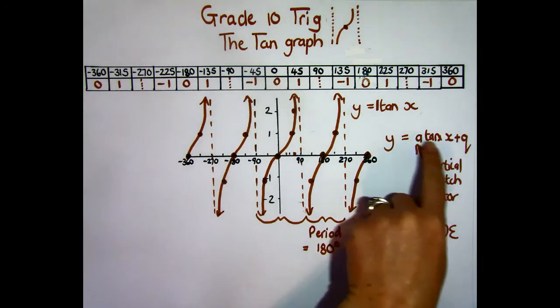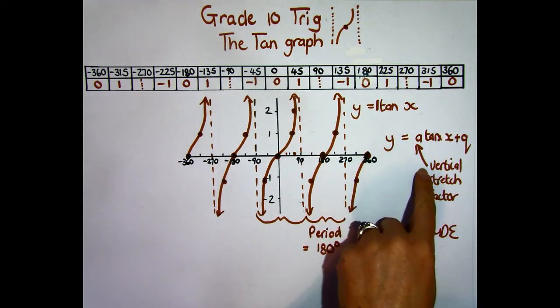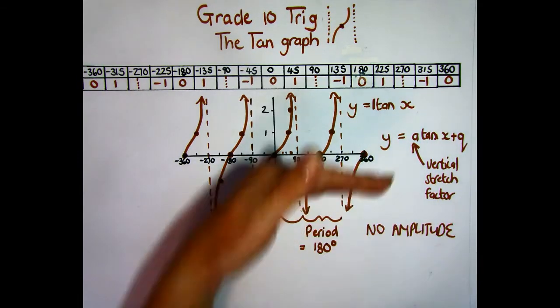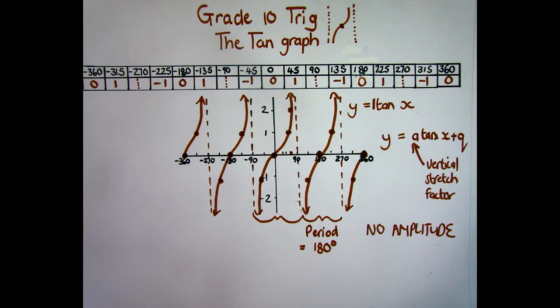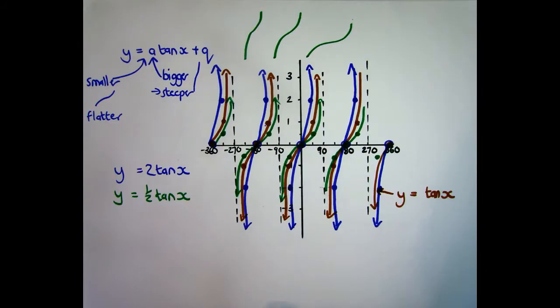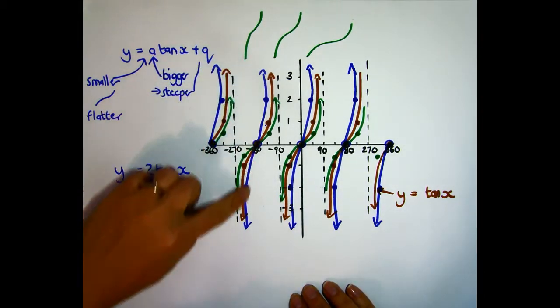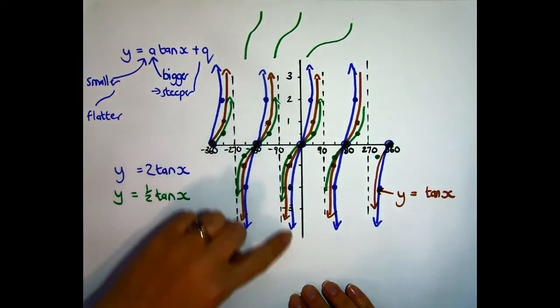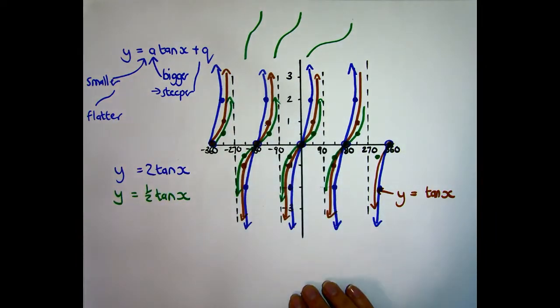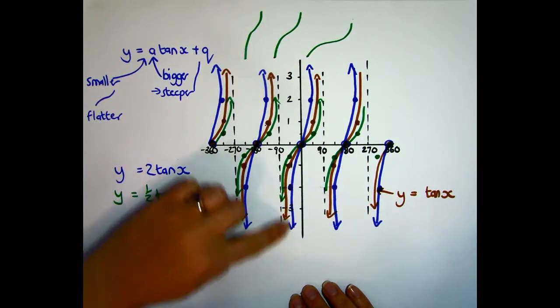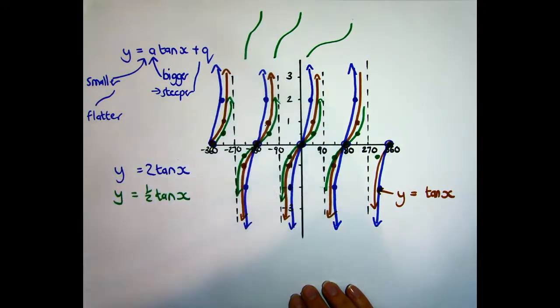Once again, we have a tan x plus q, where a will be how thin or flat the graph is, and the q will be how much it shifts up and down vertically. When we change the a value to something that's bigger, we get a steeper graph. So that's the dark blue one. It's a lot steeper and it approaches the asymptotes a lot more slowly because it is going up very, very quickly, and therefore it's going to take a while before it gets to the asymptotes.